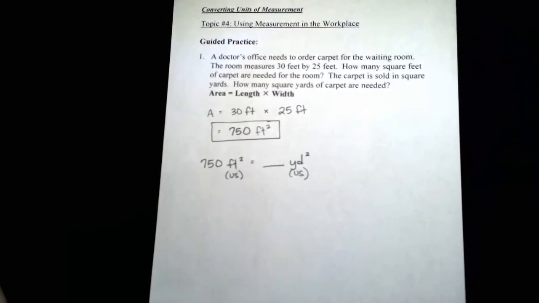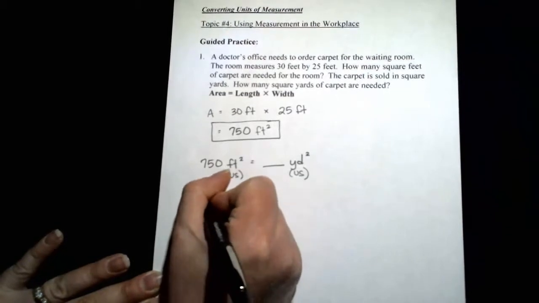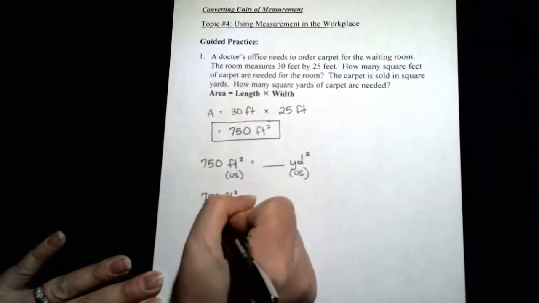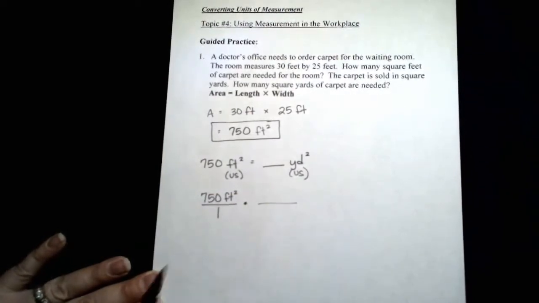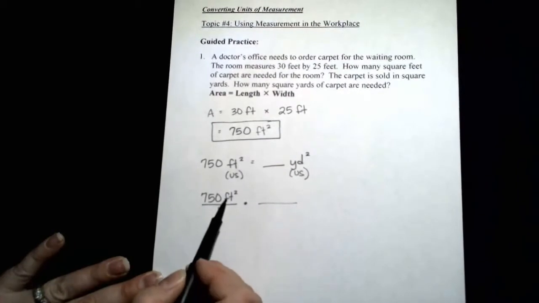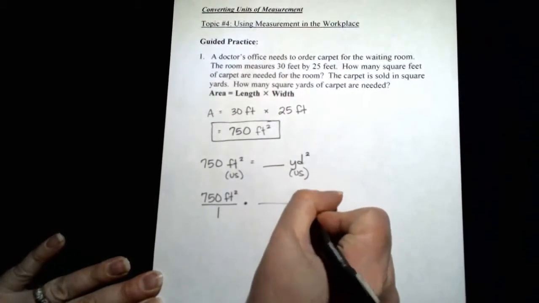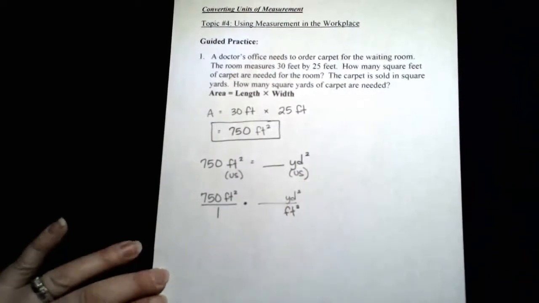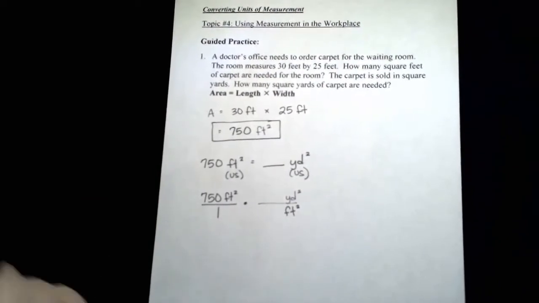When I go to set this up, that means I need to set it up with unit fractions. So I'm going to take the 750 square feet that I start with and put that over 1, and then I'm going to use a conversion for this next one, putting the square feet diagonally across so that those cancel. Square yards is what I want, so that goes in the top. And then I'm going to fill in the numbers using the conversion sheet that I have.